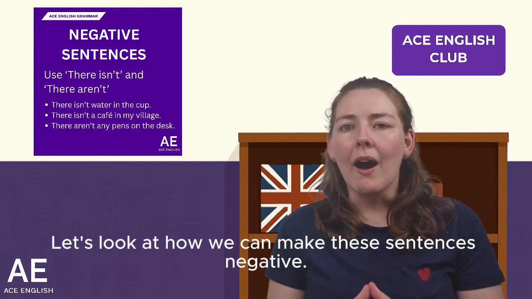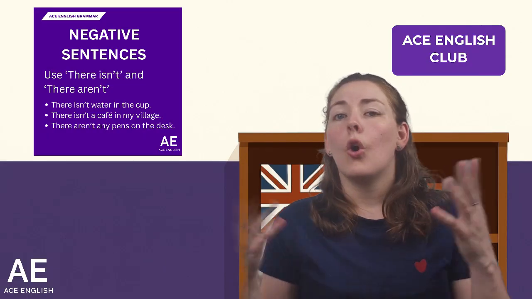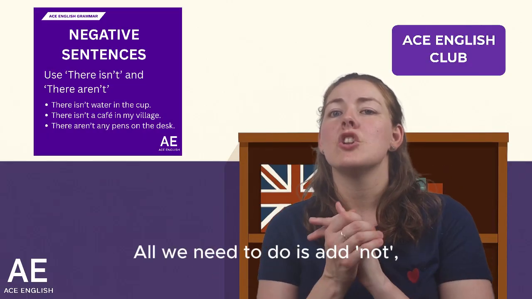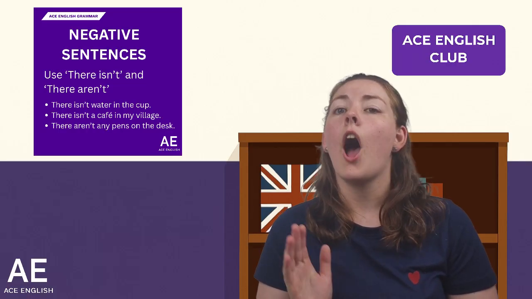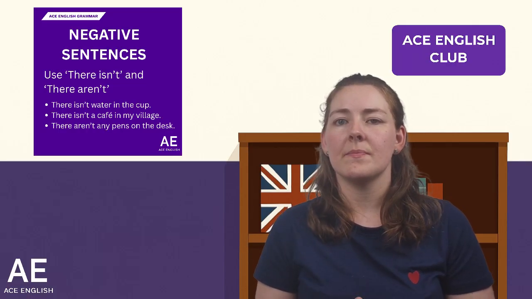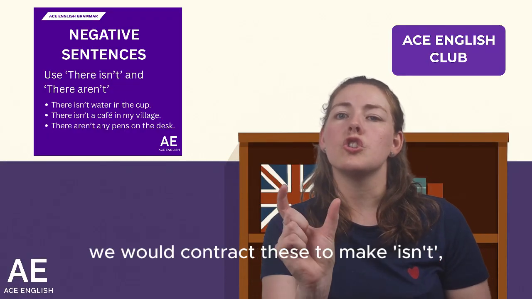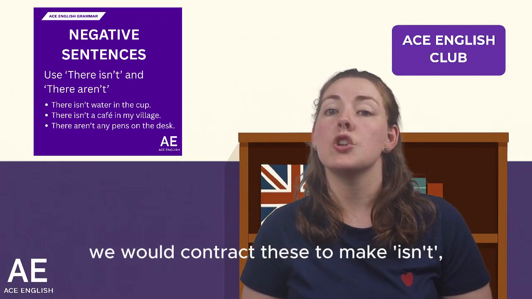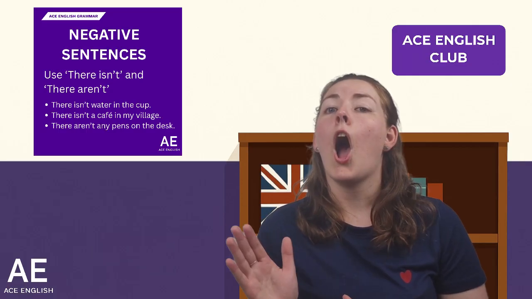Let's look at how we can make these sentences negative. All we need to do is add not. Is not. Are not. In natural English, we would contract these to make isn't, aren't.